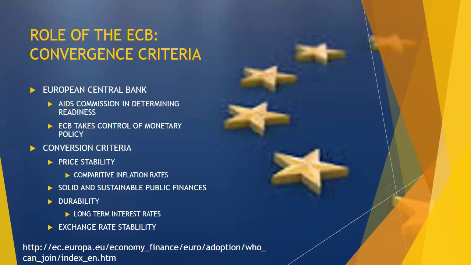And there's basically 4 different elements. So the first one is price stability, which is based on the inflation rate, and it just can't be more than 1.5 percentage points above the rate of the 3 best performing member states. So this is a comparative analysis again.